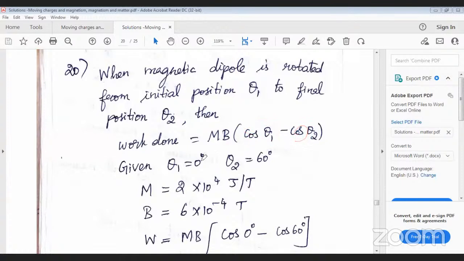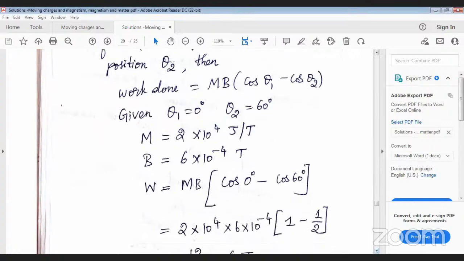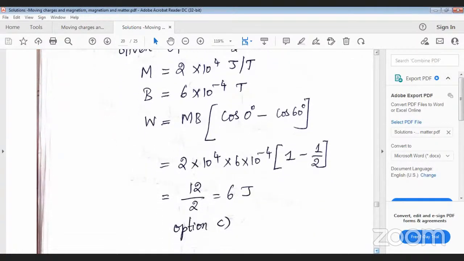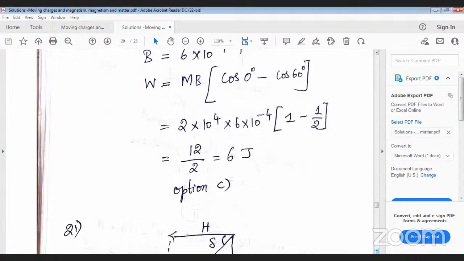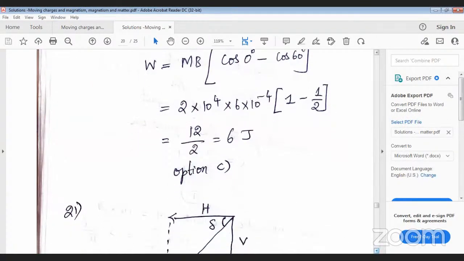Theta 1, since it is considered to be parallel to the field, equals 0 degree. And in the second case, theta 2 equals 60 degree. So it's a direct substitution. W equals MB into cos 0 degree minus cos 60 degree. Cos 0 value is 1 and cos 60 value is 1 by 2. And M and B you can substitute and find the value, that is 12 by 2, that is 6 joules. So this is the expression for work done.